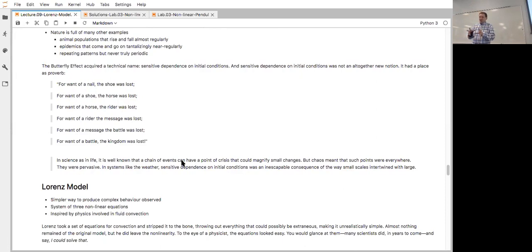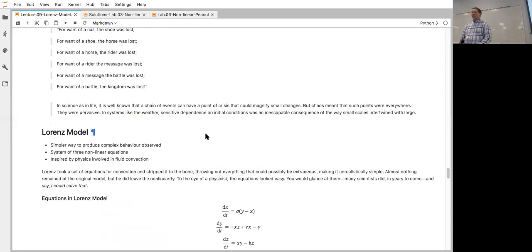Basically, it's convection stripped down to its essence, throwing out everything that could be extraneous, making it unrealistically simple. This is a very simple system. There's basically nothing left of the weather model, but he left nonlinearity. Nonlinearity is when the terms in the equation depend upon their variables as squares or as sines or as cubes, or something that's not linear. In the eyes of a physicist, these equations are easy.